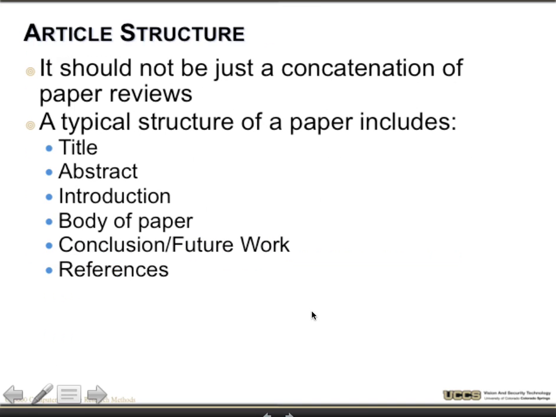So the structure of a review article isn't just a concatenation of paper reviews. It typically has a title, an abstract, an introduction, the body of work, and a conclusion or future references. The body of work is what's going to be organized, where you really look at what's in the papers, and you're going to have some organizing principles. We'll come back to some of those later in today's lecture.